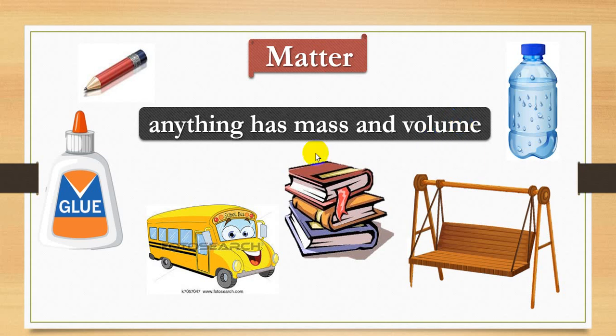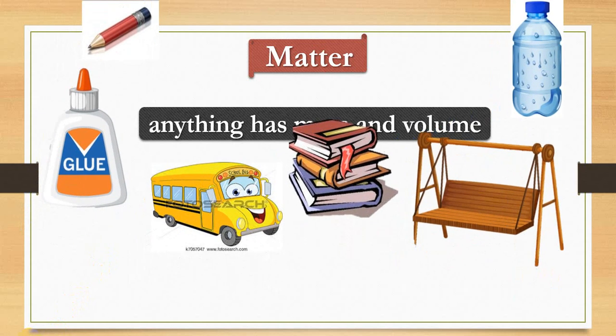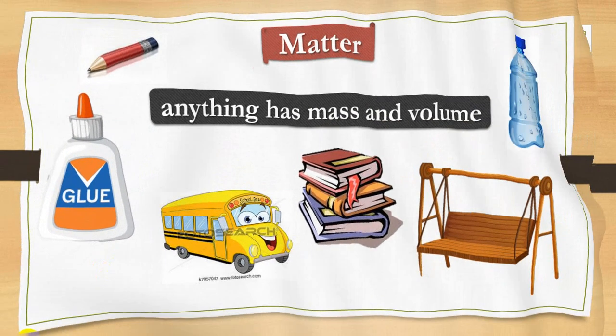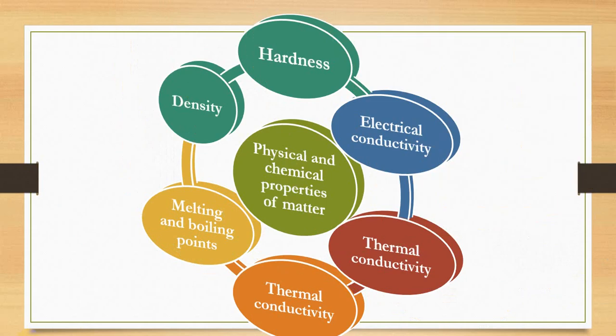Okay, now let's study the concept of physical and chemical properties. Properties of matter. Matter can be distinguished from each other by physical properties or chemical properties.